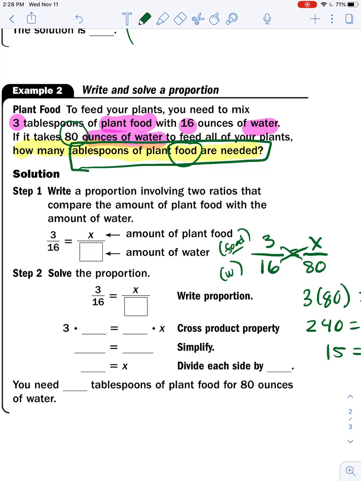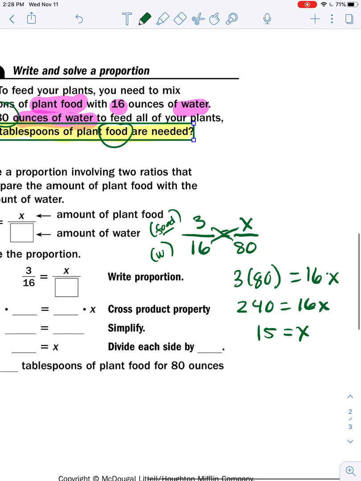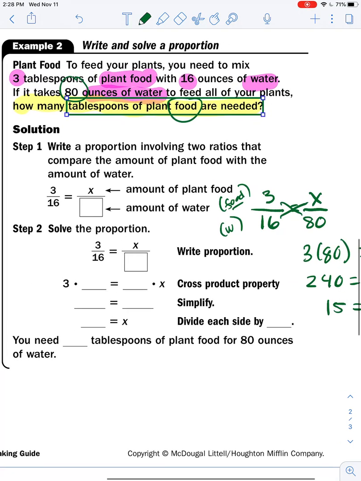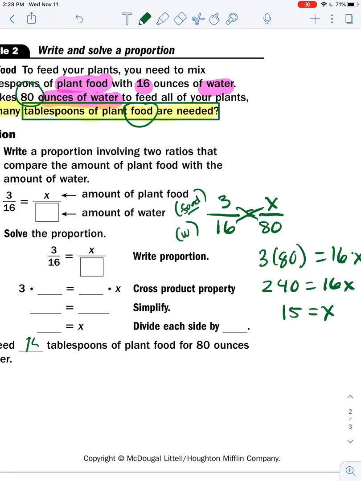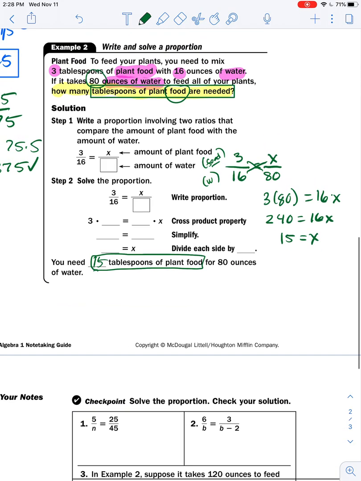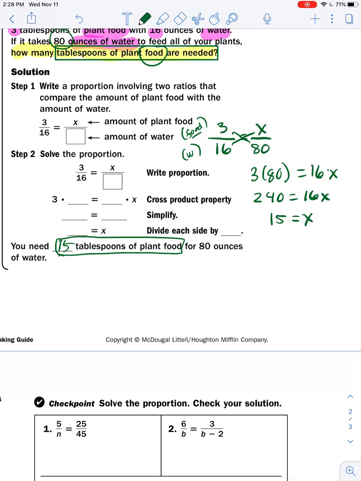But then think about what you're looking for. Tablespoons of plant food. It says how many tablespoons of plant food are needed. So I want to make sure that for my final answer, I put in that I need 15 tablespoons of plant food. So I'm trying to keep it in that same ratio.